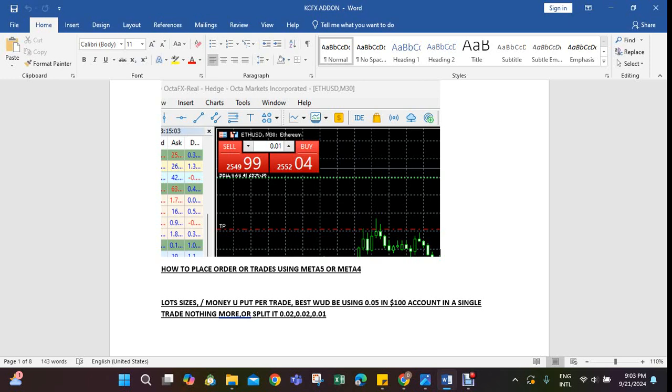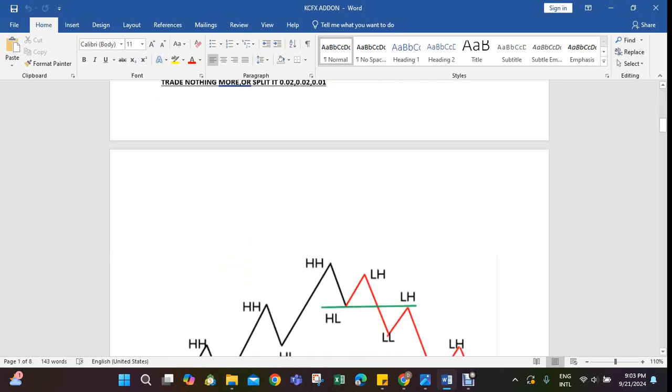You know, 0.01 lots is the minimum lot size you can use in any trade. So on a $100 account, you need 0.05 on a single trade to be on the safer side, instead of putting it in different orders on a $100 account. So this is clear. This is an MT4, MT5 platform which you will need to execute any trade. The sell and the buy are clicked to execute whatever entry that you have. Let's move to the next picture that we have down here.